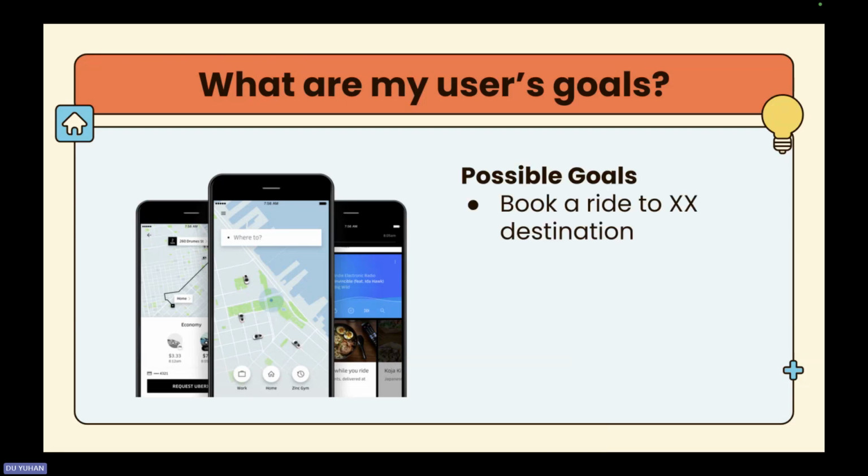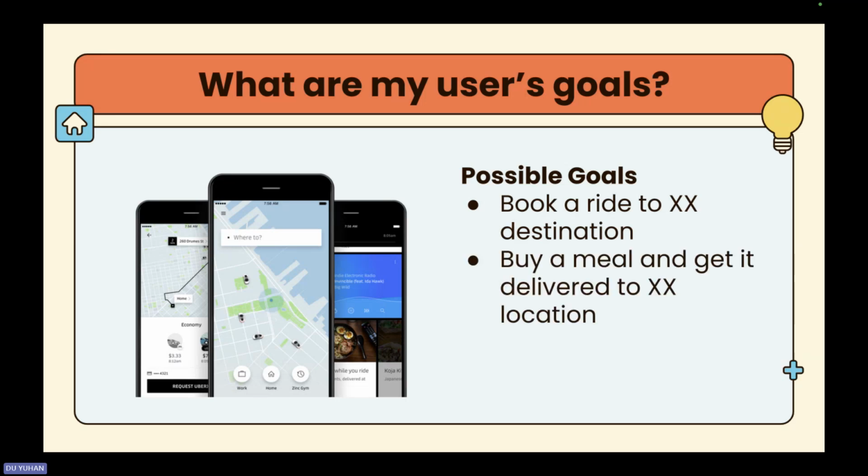So firstly, the possible goals would be you can book a ride to a destination. Similar to how you have Grab Food, you're also able to deliver food to your address. And lastly, you can also possibly deliver items through this interface in the future.